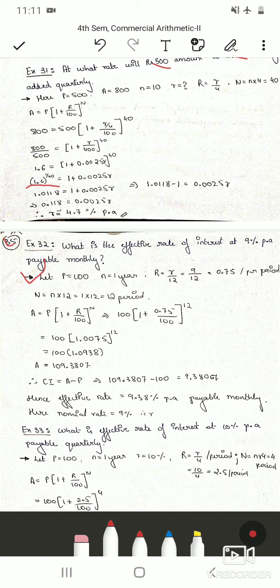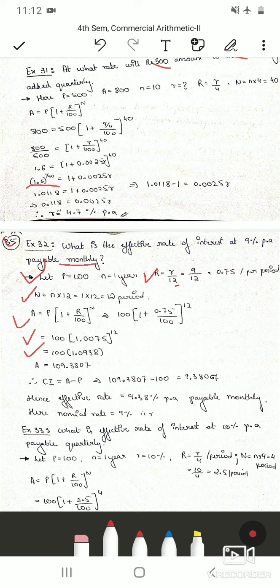So we will see for 1 year what will be the effective rate of interest. So it is a general thing to do. So P is 100, n is 1 year, that is we are assuming. Then the capital R will be small r by 12. Why 12? Because we are taking monthly. So small r is given as 9, so it is 9 by 12, which is 0.75 per period. And capital N will be n into 12, so it is 1 into 12, that is 12 periods. Now we will substitute everything in the formula of amount, which will be 100 into 1 plus 0.75 by 100 whole raised to 12. So it is 100 into 1.0075 whole raised to 12.